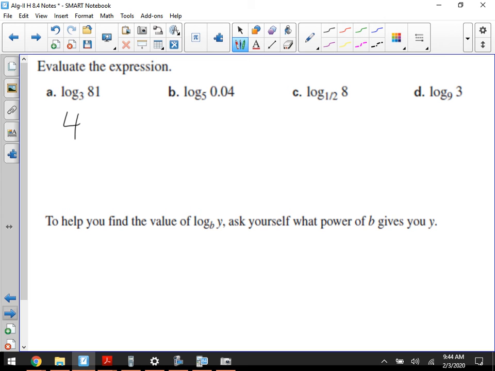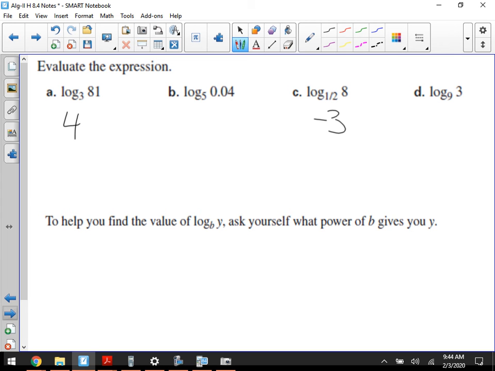This says 1/2 to what power is 8. Now, when you have a base that's a fraction and a value that equals something larger, that means your exponent had to be negative. Very good. So you know it had to be a negative. So 2 to what power is 8? 3. So this would have to be negative 3.